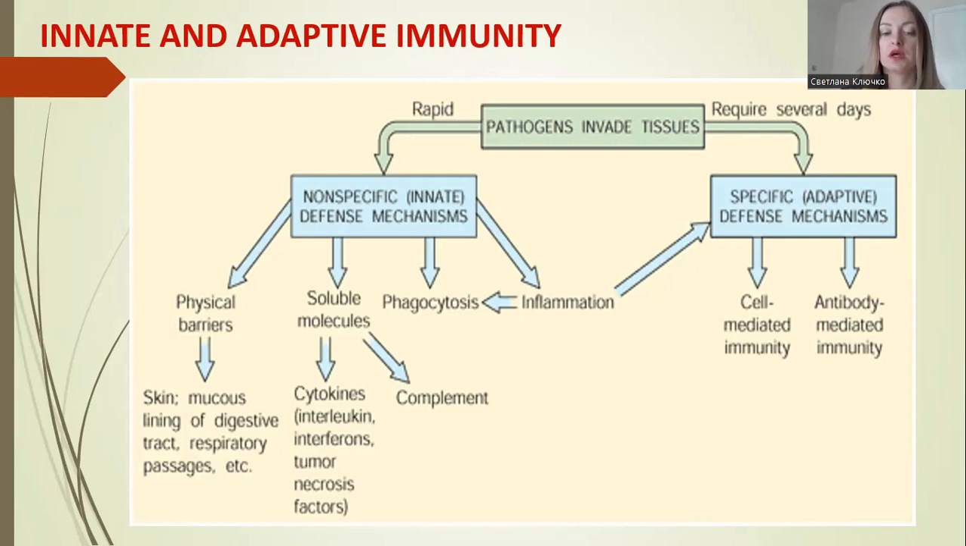There are several types of soluble molecules like complement and cytokines. Cytokines like interleukin, interferons, tumor necrosis factors, and others. Adaptive immunity requires several days for specific defense mechanisms. Acquired adaptive immunity is classified into cell-mediated immunity and antibody-mediated or humoral immunity.